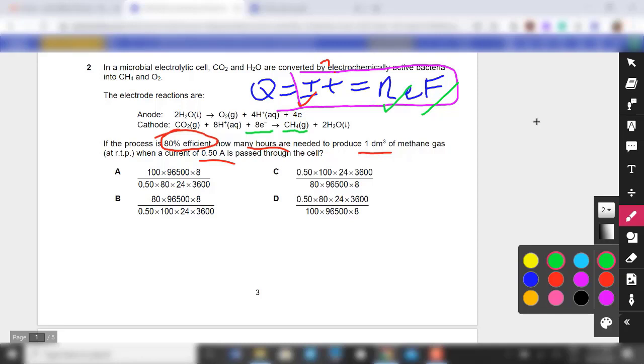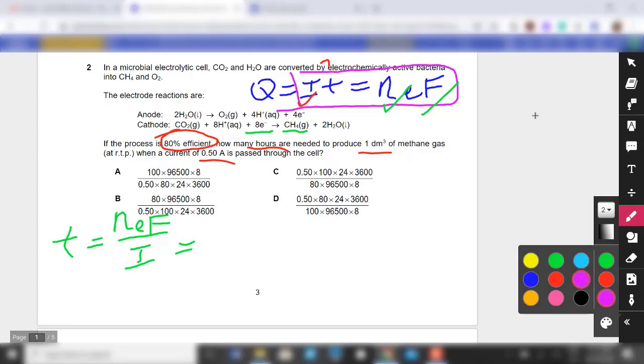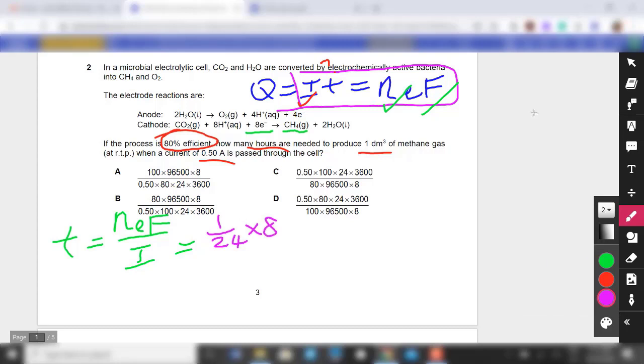Okay, so let's try to do a bit of rearrangement. So in that case, T will be equals to the number of moles of electron transfer multiplied by Faraday divided by the current. Okay, so if you have heard me earlier on, what we need to do here is simply to find the moles of methane produced first, so that's 1 over 24. Okay, and then we need to multiply by 8, so that we get the total number of moles of electron transfer. Okay, and with that, we need to multiply by Faraday, which we can easily get the value from the data booklets. Okay, and then we need to divide by the currents, we are given 0.50.